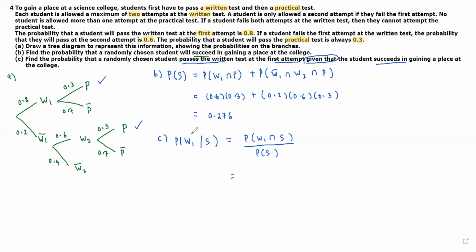So W1 intersect S is actually this branch here, which is 0.8 times 0.3. The probability of success is 0.276. So that will give us 20/23.